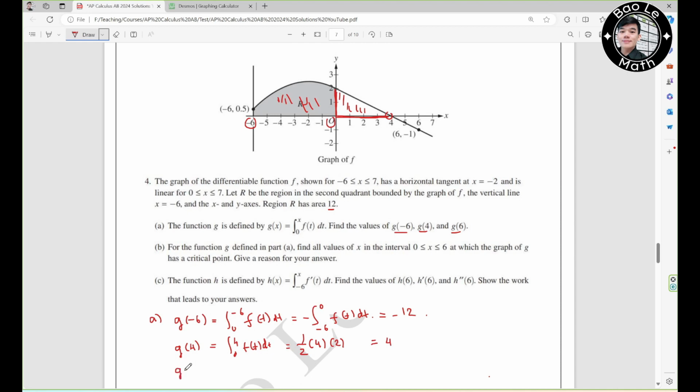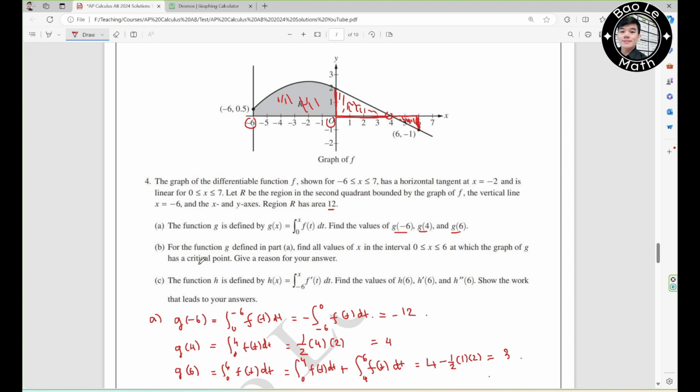Now, g of 6 is going to be the integral from 0 to 6 of f of t dt. From 0 to 6 we have 2 regions right here: the triangle on the top and the triangle on the bottom. So it's going to be the integral from 0 to 4 of f of t dt plus the integral from 4 to 6 of f of t dt. The integral from 0 to 4 is going to be 4. For the integral from 4 to 6, because this one is below the x-axis, it should be subtraction. Now we need to find the area of this one, so the base equals 2 and the height should be 1. So it could be 1/2 times 1 times 2. So the answer could be 3.